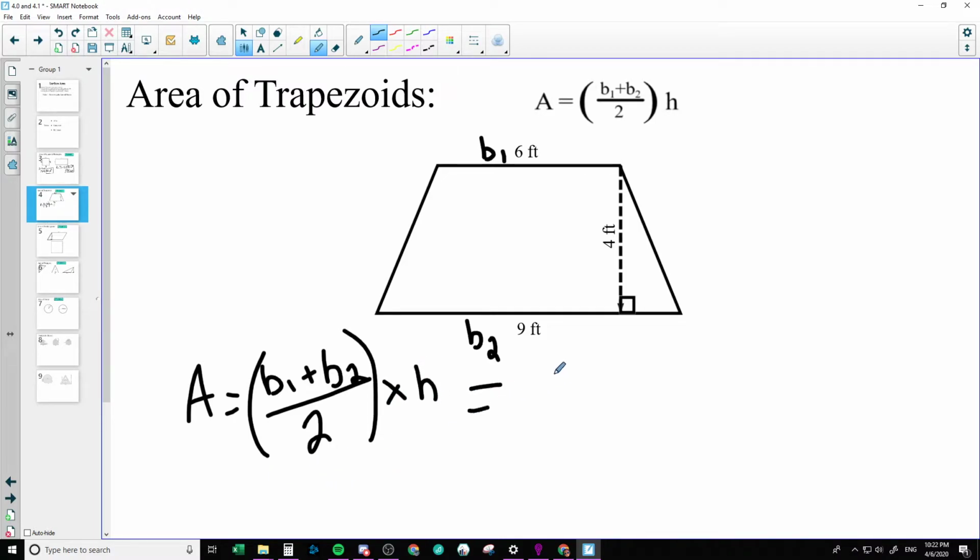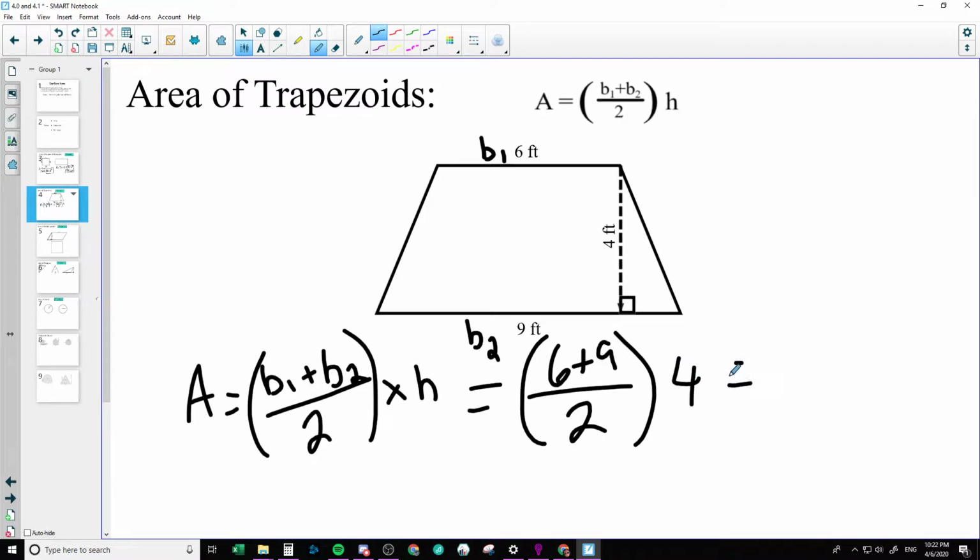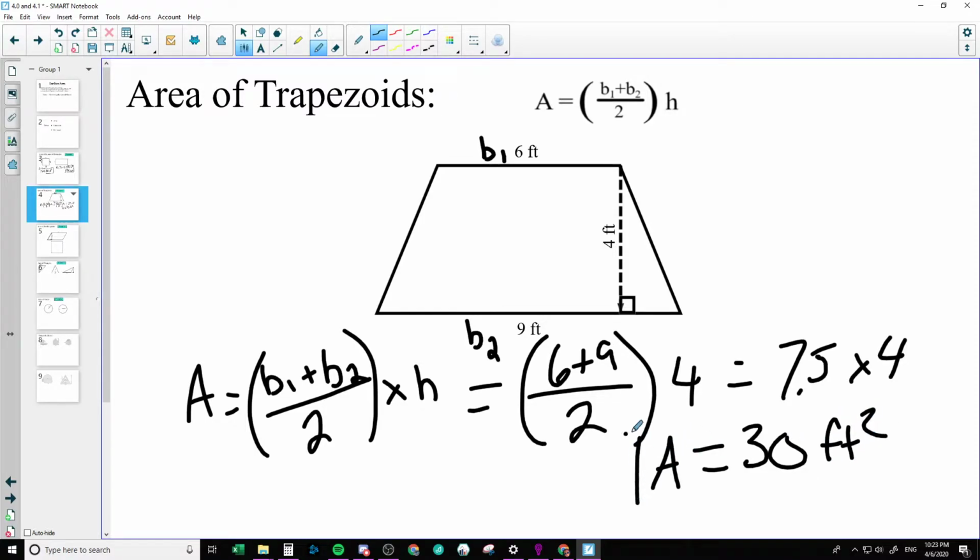So that is going to look like this. 6 plus 9 divided by 2, and we're going to times that by 4. So 6 plus 9 is 15, divided by 2 is 7.5, times 4, which is 30 square feet. That is our area of this trapezoid. So again, for this section of the unit, you're just going to need to remember these formulas. I will post these formulas on the Google Classroom so that you have a place to reference as you're doing your work for this unit.